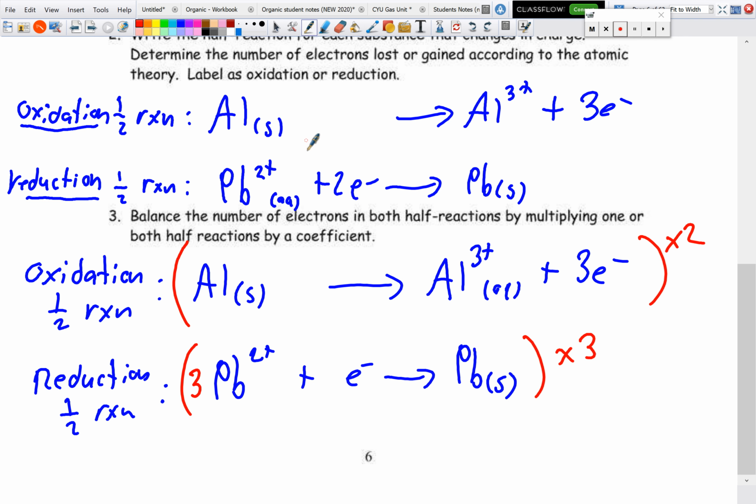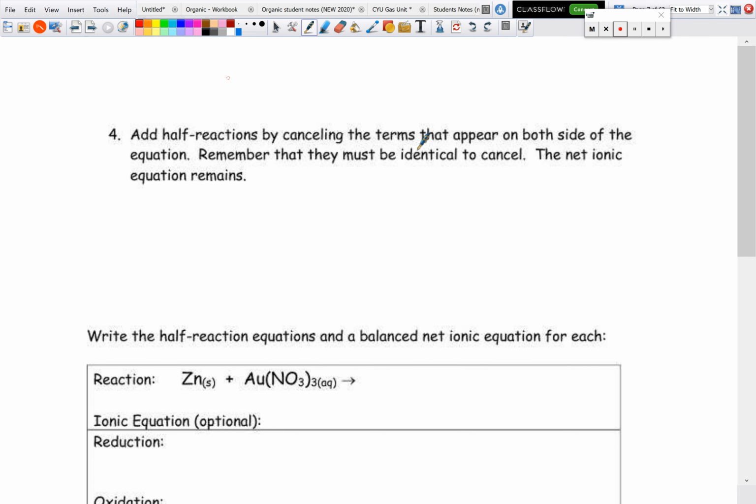Then we're going to get our 6 electrons and 3 in front of lead. And then for aluminum, we're going to get 2, 2, and of course, scratch out that 3, and now that turns into 6. Perfect. So now we can actually add these together for our redox, which is step 4.